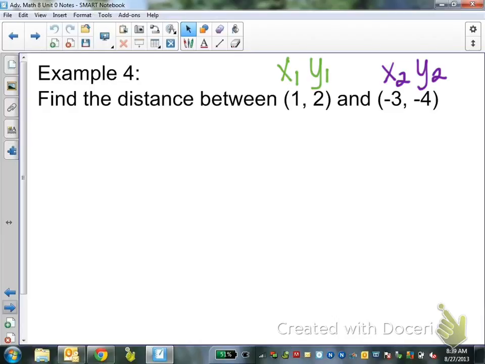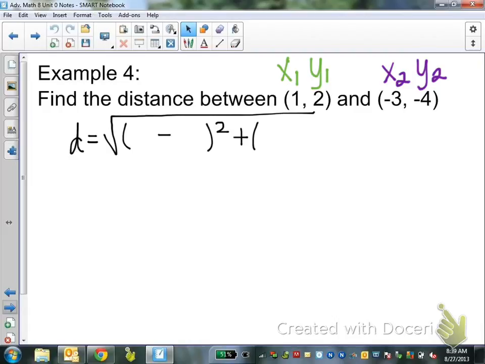So 1, 2 is your first point. That's why it has the 1s. And I just labeled x and y. Negative 3, negative 4 is the second point, which is why it has the 2s. And I labeled x and y. So what I want you guys to do is plug it into the distance formula. Do not solve yet. So to plug it into the distance formula, I have d equals and a big square root, minus, and then squared, plus, minus, squared.